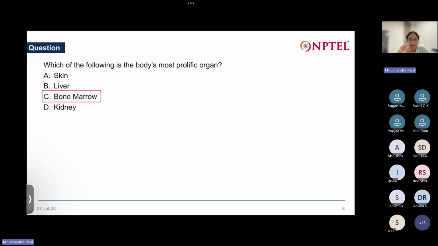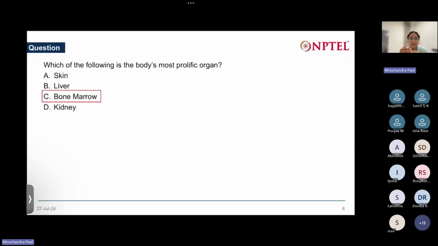Bone marrow resides the stem cells, mainly the hematopoietic stem cells and mesenchymal stem cells, and they are known to have a very high division rate. Within 12 hours it can regenerate millions of cells. That is why bone marrow transplantation treatment is very popular. Even if you inject 1 million or 2 million cells, within 2 to 3 days you will get 300 to 400 million cells. That is why bone marrow is the most prolific organ in the body.